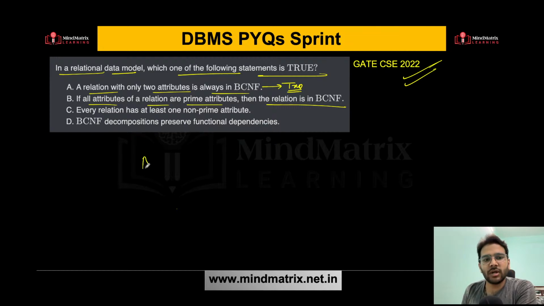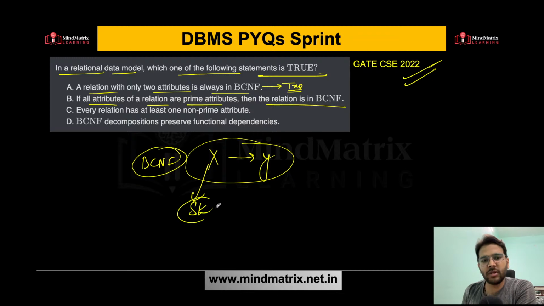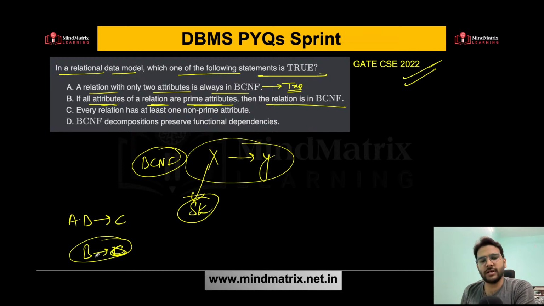Because if I want a relation in BCNF, and X determines Y, this has to be a super key. But here it is saying all attributes of a relation are prime attributes. So it may happen that, let's say, AB determines C and B determines C is also there, for example. Then in that case, what will be a problem?